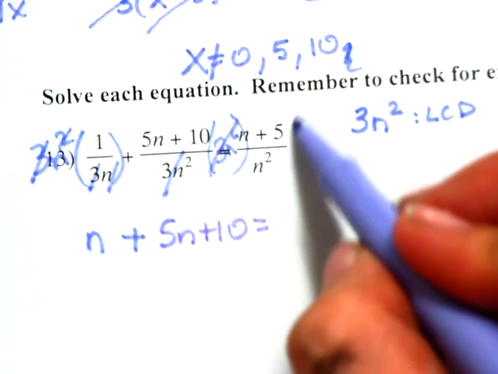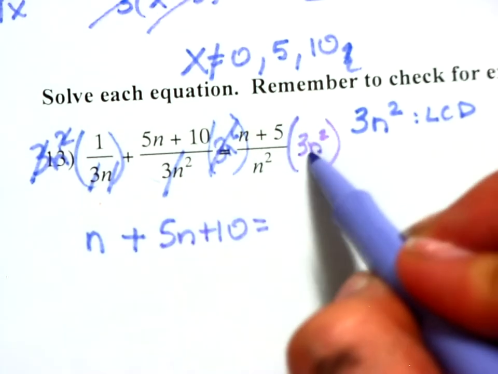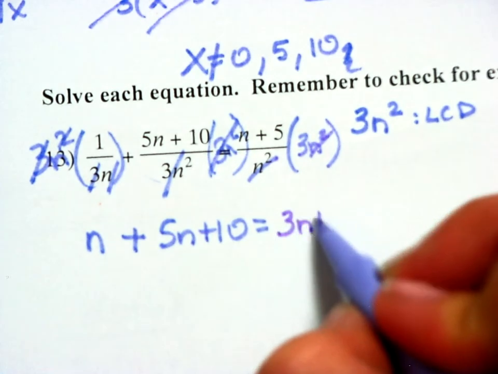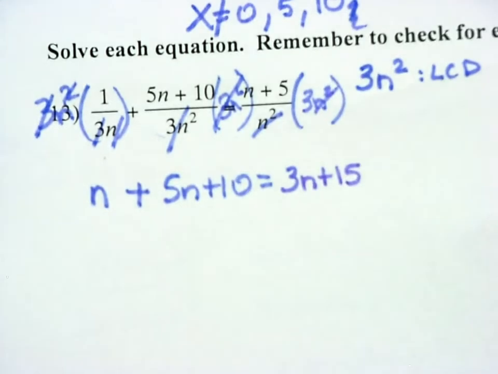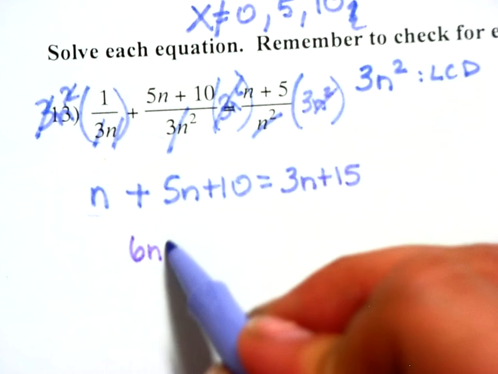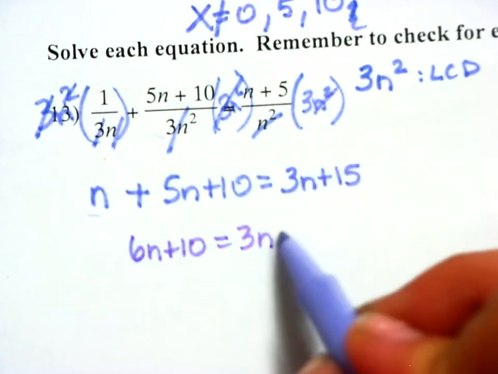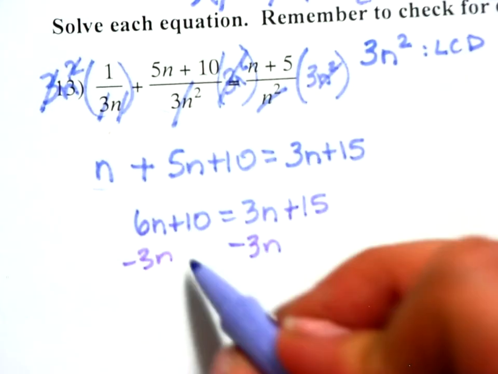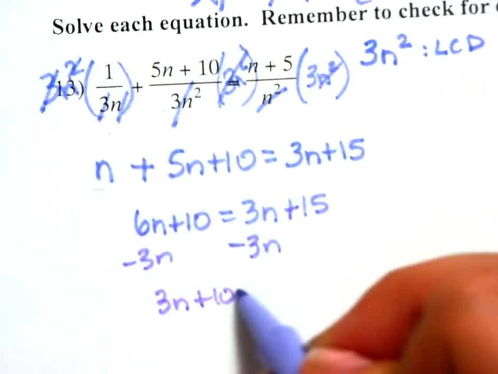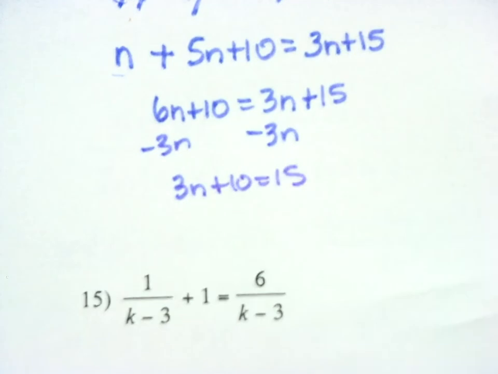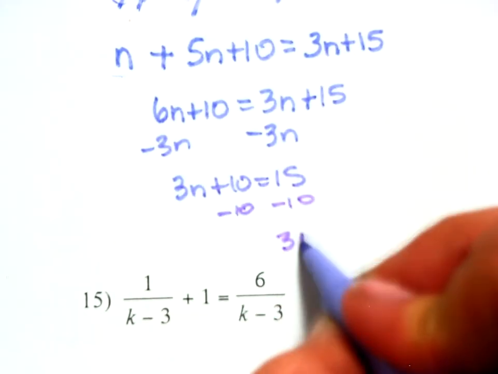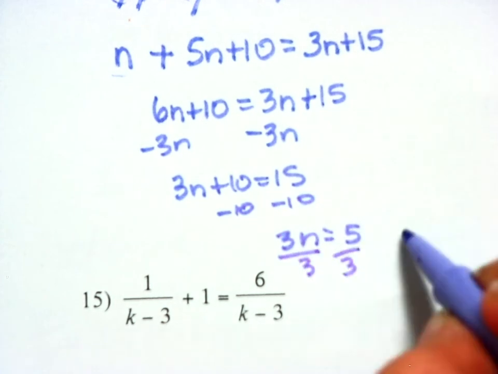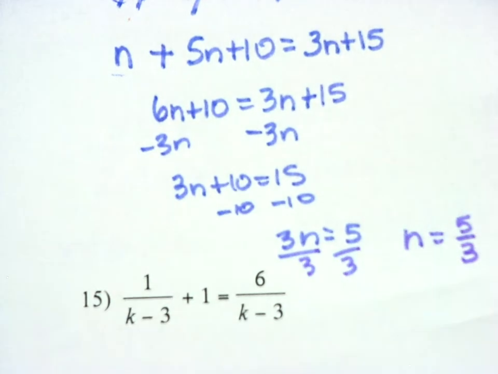And then last one, if I multiply by 3n squared, well, the n squareds are going to cancel, and I just have a 3. So it's 3 times n plus 5. So 3n plus 15. All right, let's solve for n. So I've got 6n plus 10 over here, and then I've got 3n plus 15. I'm going to subtract 3n from both sides of the equation. That gives me 3n plus 10 equals 15. I'm going to subtract a 10. 3n equals 5. And then we're going to divide by 3. And I get n equals 5 over 3.